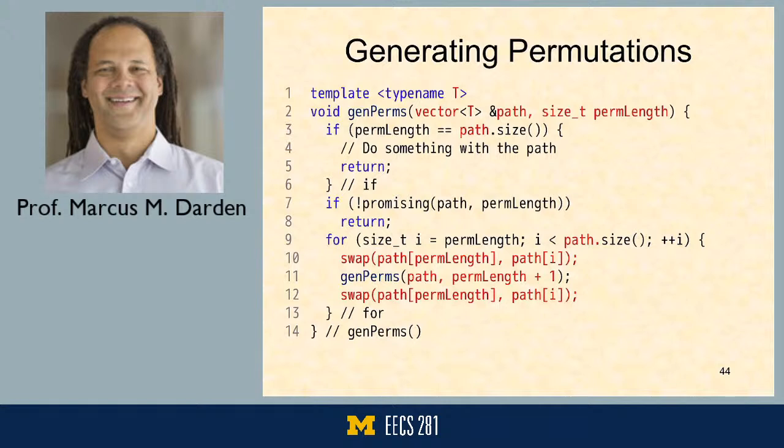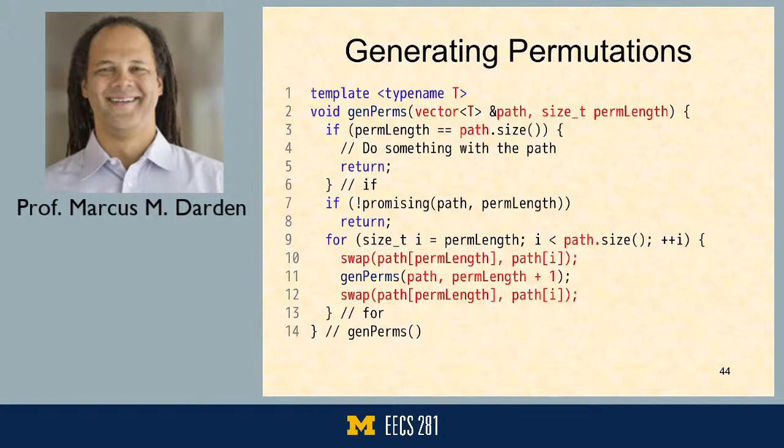This version of generate permutations, gen perms, is a little different than the one we saw in the previous version, back when we were talking about stacks and queues, where we were pushing on and popping off of the fronts and backs and tops of stacks and queues. This version uses swap, which is slightly faster, and it's still going to do the same thing, however. So use this version of it.